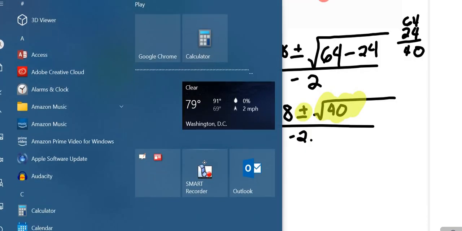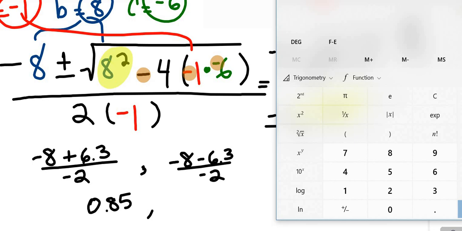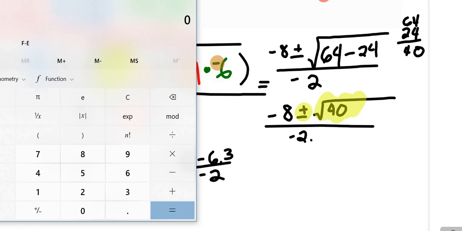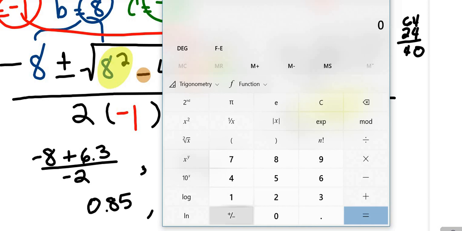And this next one is negative 8 minus 6.3. So negative 8 minus 6.3, negative 14.3. Divided by 2, and that 2 is negative, so a double negative makes a positive, so 7.15.